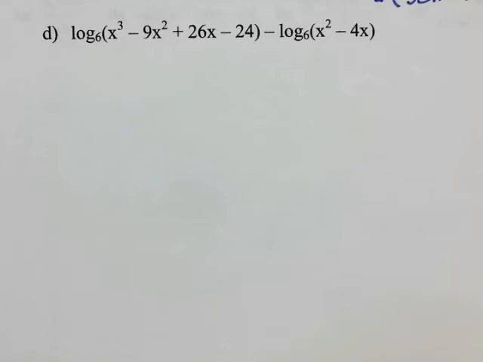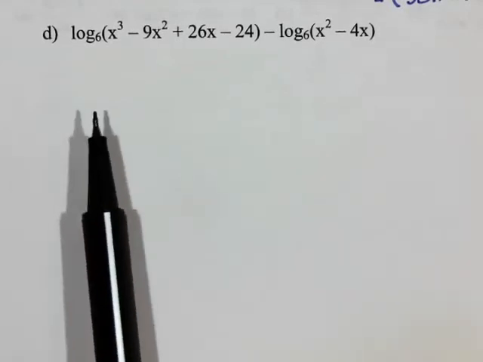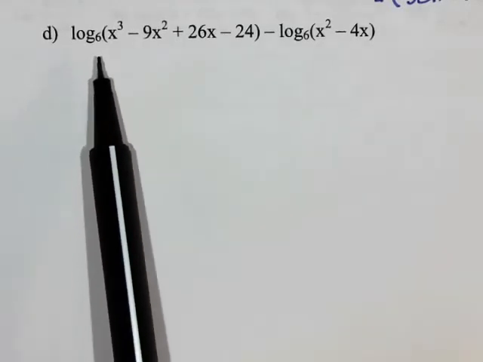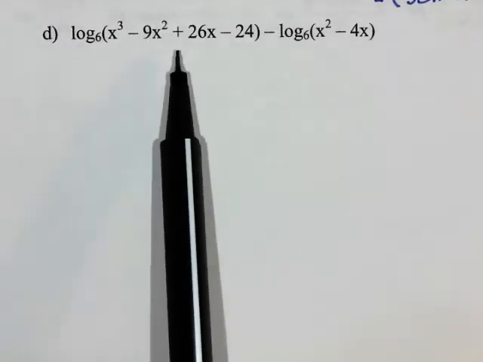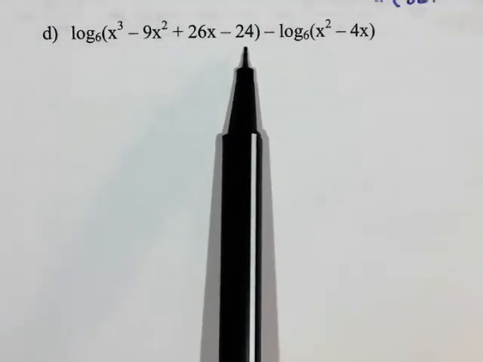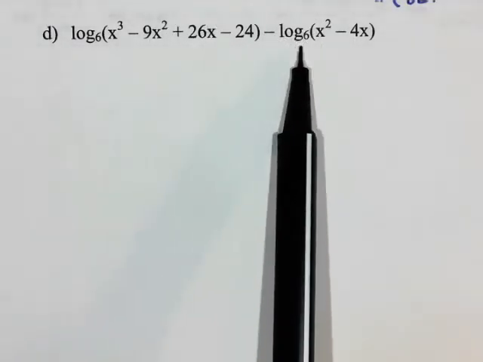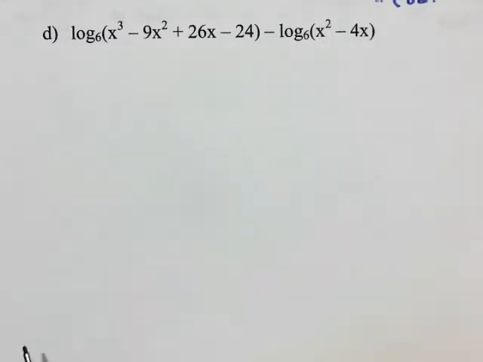This is part 4 of our lesson on reducing expressions. So our very last example says log base 6 of x cubed minus 9x squared plus 26x minus 24 minus log base 6 of x squared minus 4x.